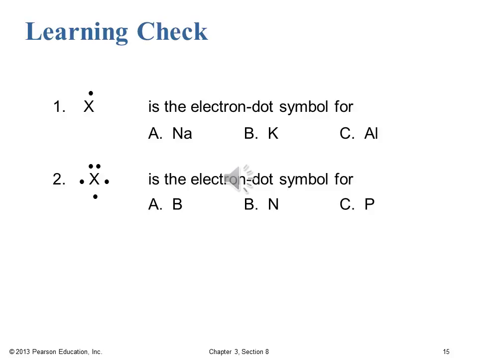So in this learning check, we have 2 questions. Each of them is showing the electron dots around some unknown element x. And so for the first case, we have just a single dot above the x. Is that the electron-dot symbol for sodium A, potassium B, or aluminum C? And then the next example, we have a total of 5 electron dots. Is that the electron-dot symbol for A, boron, B, nitrogen, or C, phosphorus? So go ahead and make your selections, pause the video, and then when we start back up, we'll see how you did.